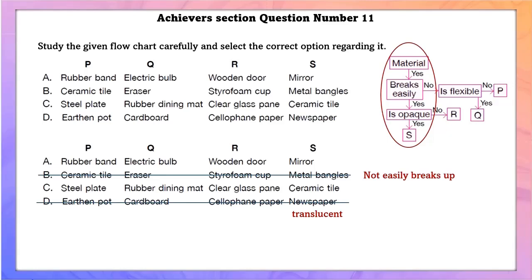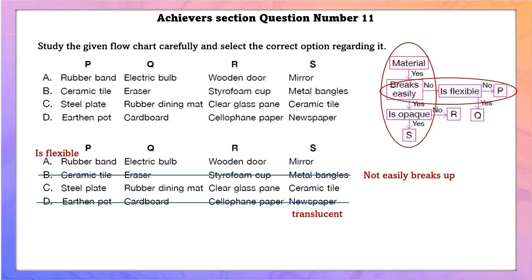In the B option, metal bangles do not easily break up, but it is said that it breaks up easily. And in the D option, S, that is newspaper, is not opaque, but it is translucent. So these two options will not be considered. Now, if you take P, here they have said that P is not flexible.